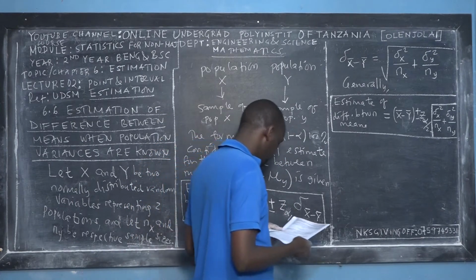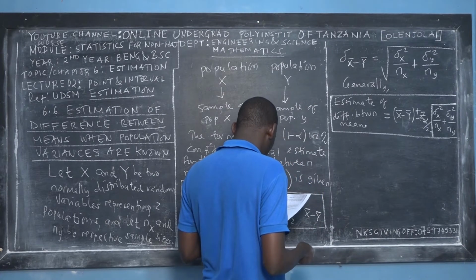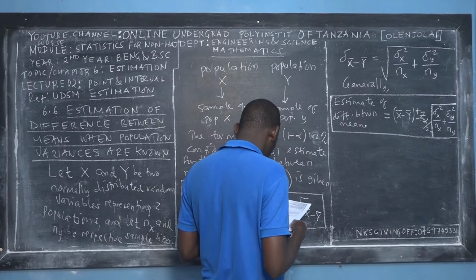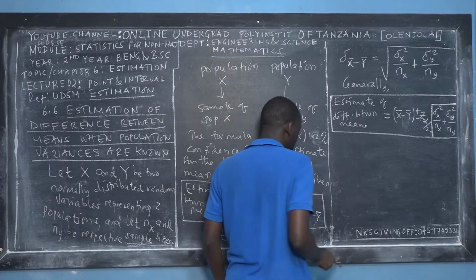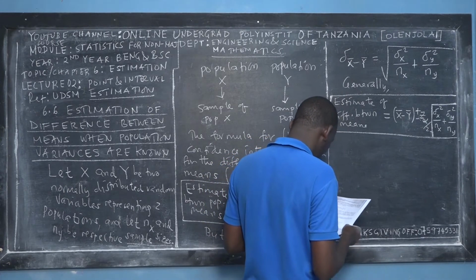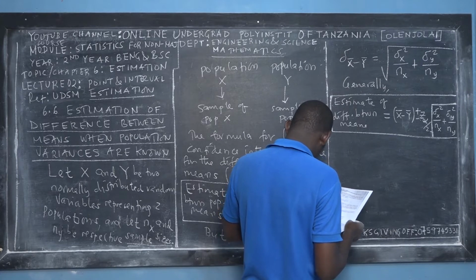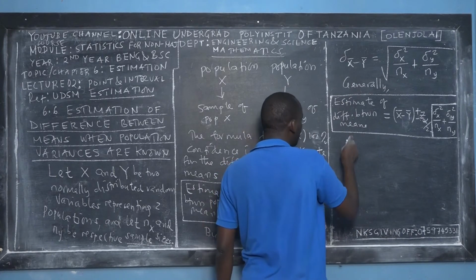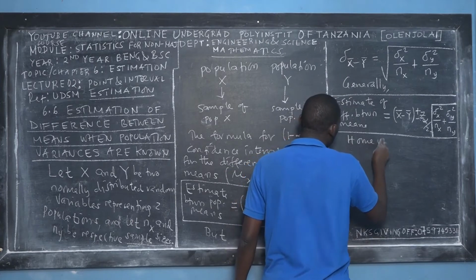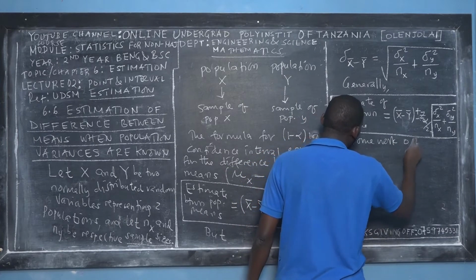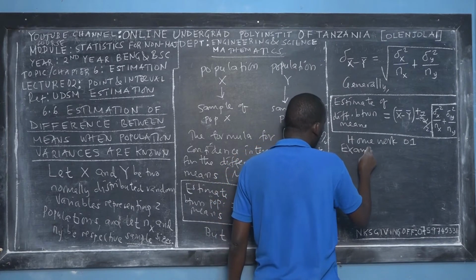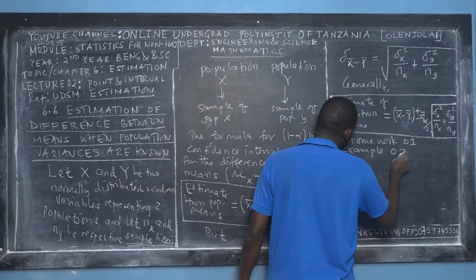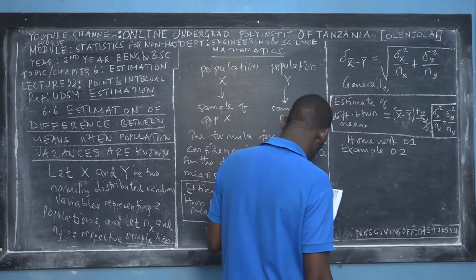So if that's the case, let's go to example 6.4, which is example 2. And then let's leave it here as homework for you, because I've told you everything. This is homework 1, and we treat it as example 2.